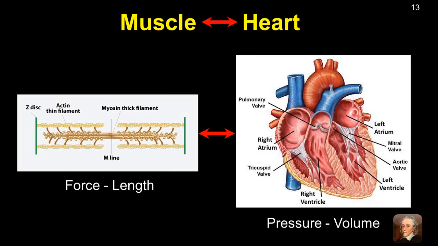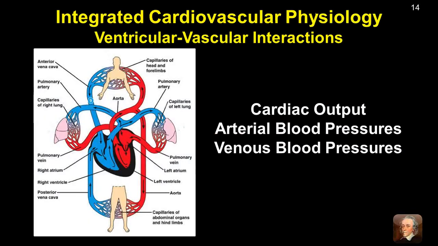So in a way, doing studies in the whole heart allows you a window back to what's going on at the sarcomere level. And at the end of the day, what many of us are interested in is what determines the cardiac output, the blood pressure in the arteries, and the pressures in the veins. That depends on the complex interaction of the heart and the vasculature, and also its regulation by the autonomic nervous system.